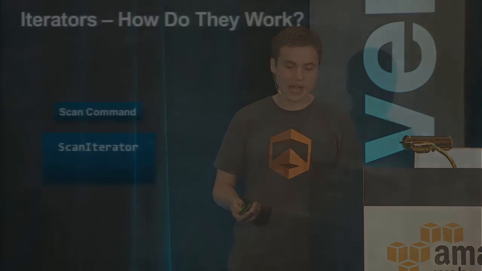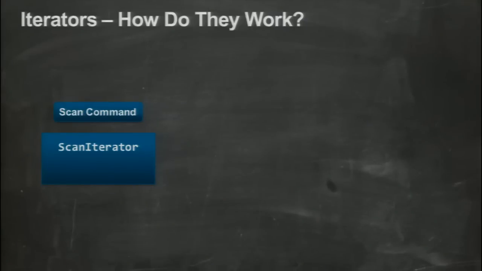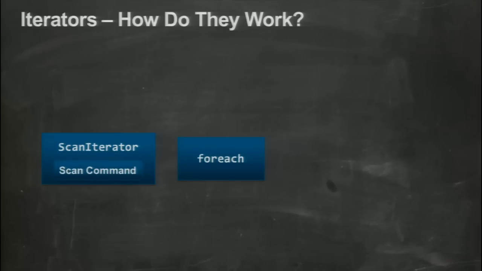So here's actually how iterators work in the new SDK. All iterators are seeded by a command object. So a scan iterator would be seeded by a scan command. And a command is basically an encapsulation of the parameters that are sent to an operation. So that command knows how to serialize an HTTP request and then how to deserialize a response and give you some useful data.